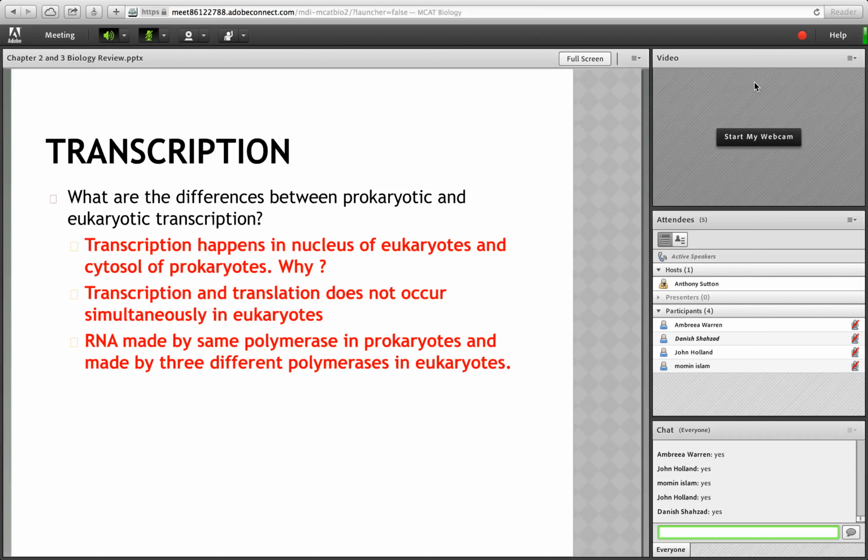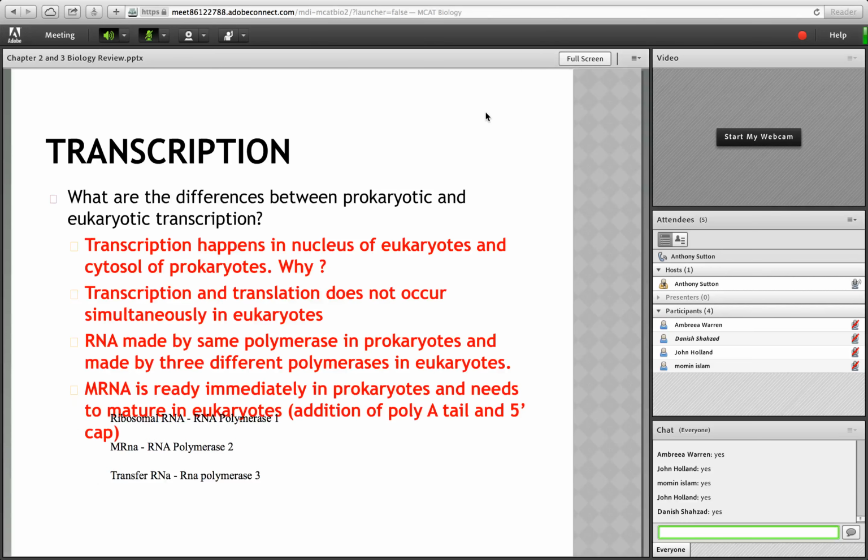Now, that's a eukaryote. A eukaryote has 3. Moment raised his hand. Go ahead, Moment. Never mind, I see the typing now. So those 3 RNA polymerases are responsible for a eukaryote. A prokaryote uses one RNA polymerase to make all 3 of these different types of RNAs. Everybody understand that? Okay.